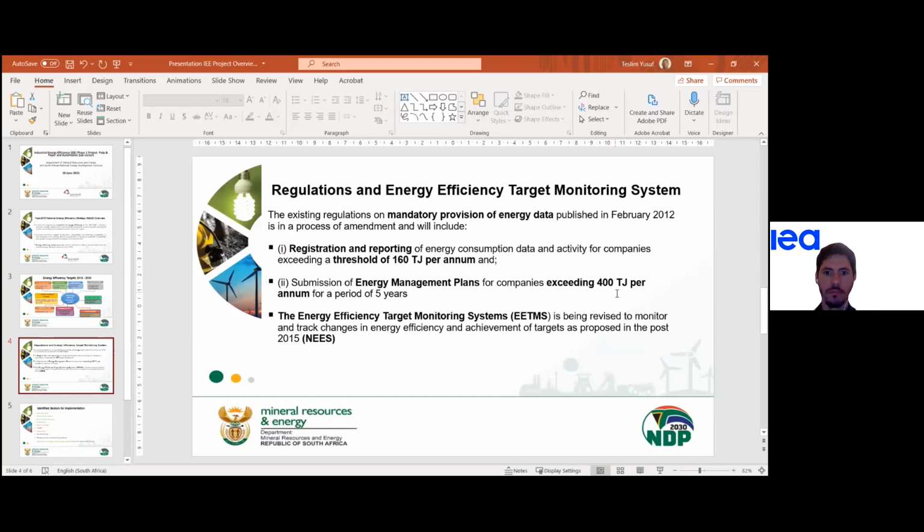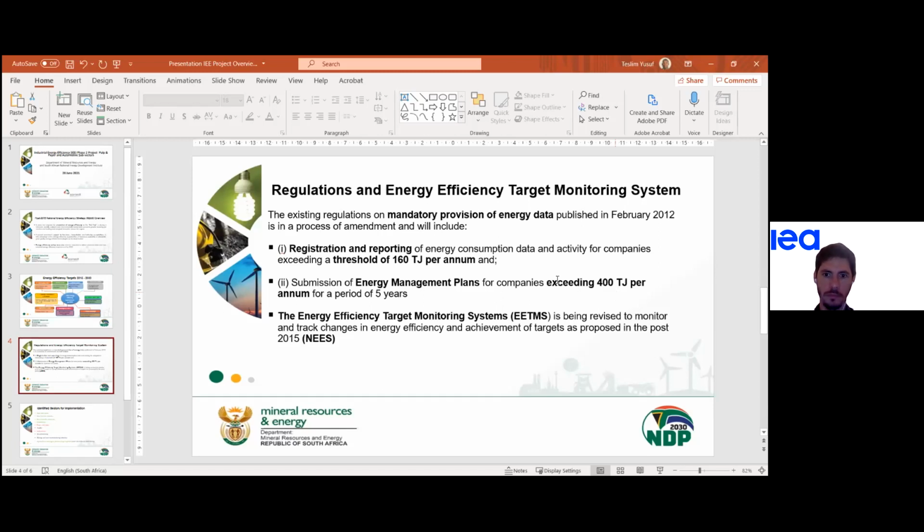development. And this indicators workshop is going to really help go a long way in supporting the officials of the Department of Mineral Resources and Energy and SENEDI in understanding how to design policy in that space. And then we have your energy management plans that are also going to become mandatory, that companies that exceed 400 terajoules per annum must submit those energy management plans. So the target monitoring system is already up and running.